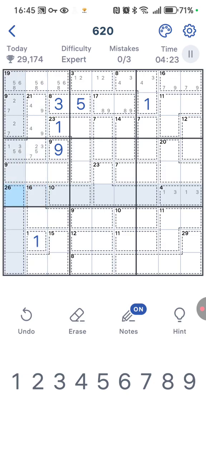So if it's 13, it's 4, 5, 6, 7, 8, 9. Can't be 9. So it's 5, 6, 7, and 8. So it's 5, 6. Can't be 7 because of that. Can be 8. So 5, 7, and 8. Here. So there's 10 here. It can't be 1, 3, 7, and 9. So it's 2, 4, 6, and 8.